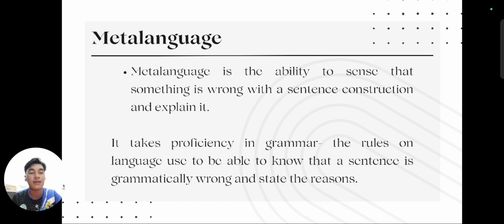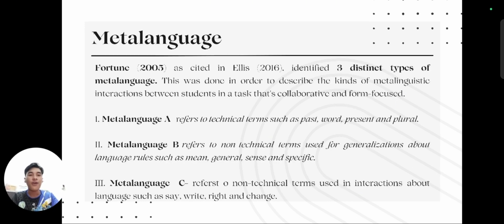So for example, in the sentence, we have observed the mistake. Through proficiency in grammar, you'll be able to connect or analyze what the mistake is, or what is missing in a specific example or in a certain context. So, Fortune in 2005, cited in Ellis in 2016, identified three distinct types of metalanguage.